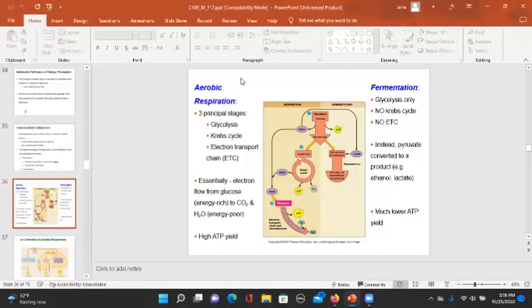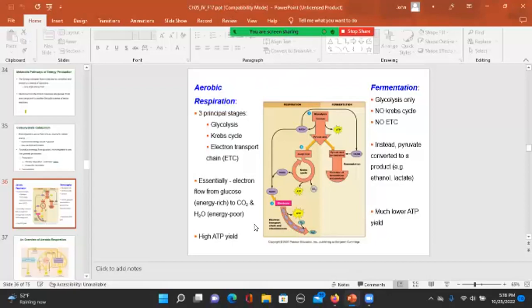Essentially, in aerobic respiration, electrons flow from glucose to carbon dioxide and water. Glucose is energy rich, carbon dioxide and water are energy poor, and we get a high yield of ATP production in aerobic respiration.